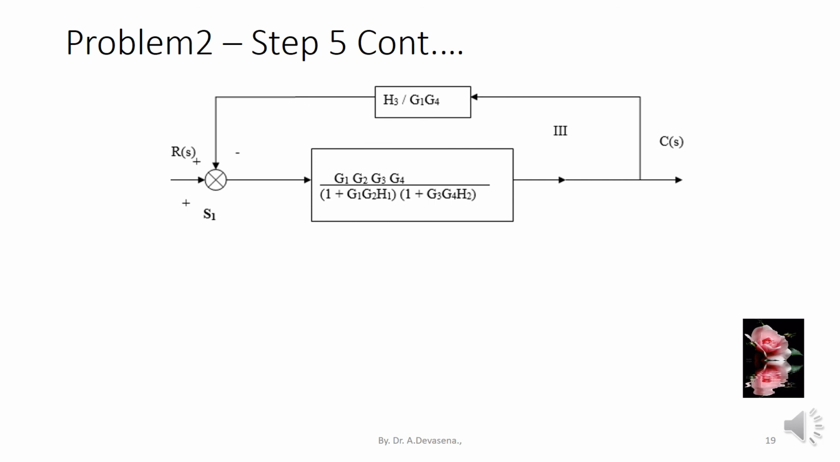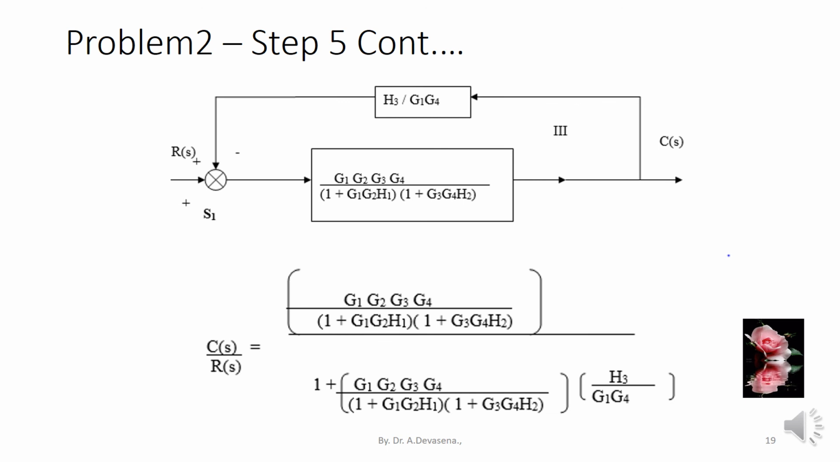So after eliminating this feedback loop 3, we have C of s by R of s is equal to G1, G2, G3, G4 divided by 1 plus G1, G2, H1 into 1 plus G3, G4, H2. This is our G of s value. The whole divided by 1 plus, open bracket, G1, G2, G3, G4 divided by 1 plus G1, G2, H1 into 1 plus G3, G4, H2, close bracket, into the H of s value, which is H3 divided by G1, G4.